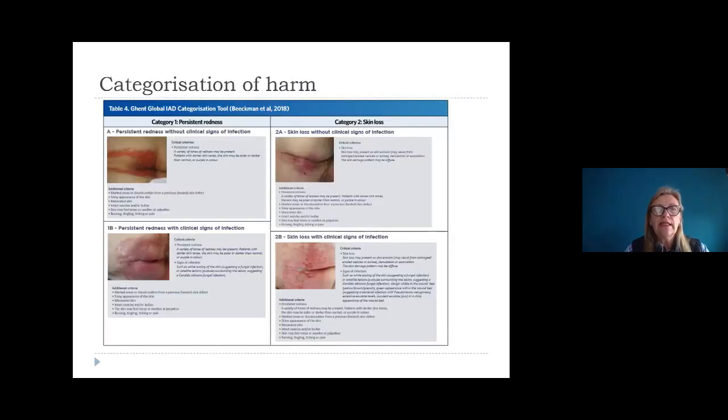With IAD, there is a very nice categorization tool which talks about the level of damage caused to the patient. So you can see in category one, you've got persistent redness but no infection, and then you've got redness with infection. And in category two, this is where you start to see skin loss. So they're differentiating between intact skin with or without infection, or where you have skin loss with or without infection. And that helps us to describe the severity in a more consistent way, because sometimes what we rely on is the size of the area that's harmed, whereas we should be thinking about the extent of the damage that's caused.